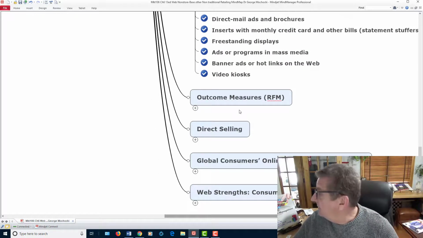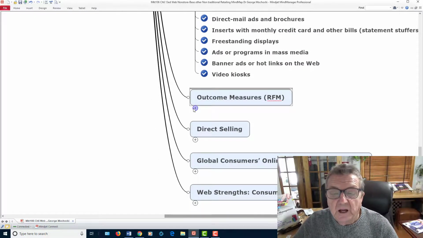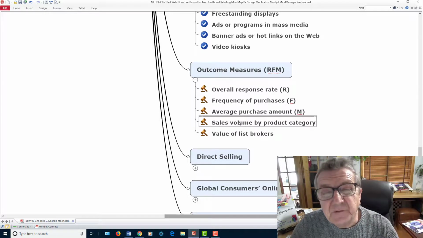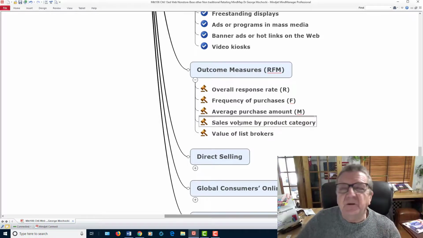Okay, the next one I'm looking at is outcomes, response rates whenever you're doing any kind of campaign, frequency of purchases, average purchase amount, volume by product, which product goes. Just because one customer comes in, unless it's something that you already have, but do you have to have it? When we talked about depth and width.